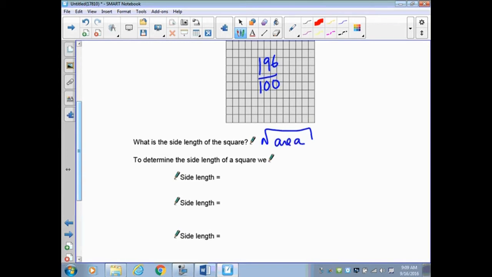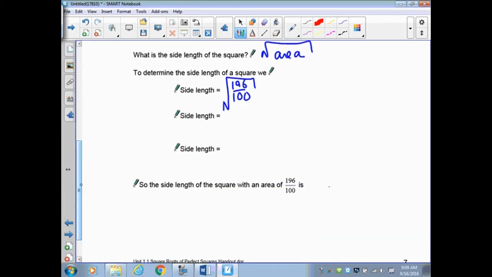Okay, well, how do we do that? Well, we've got the square root of the area, that's 196 over 100. That is the same as finding what number multiplied by itself gives you 196 over 100. So we're really asking for the square root of 196 and the square root of 100. So this becomes, if you break it up, 14 over 10 times 14 over 10. So the side length is 14 over 10. So if I have an area of 196 over 100, the side length is going to be 14 over 10.